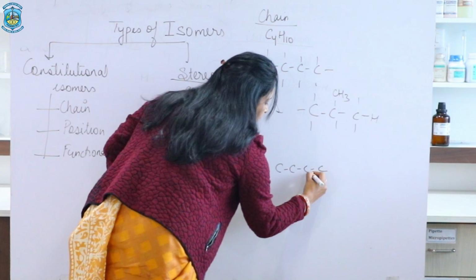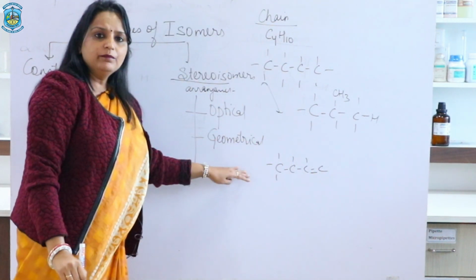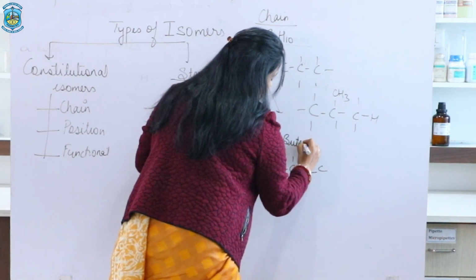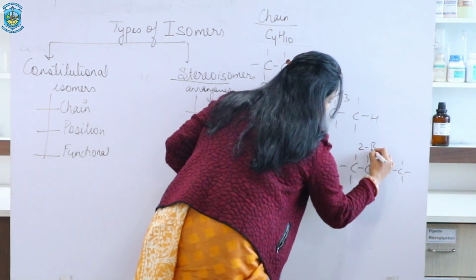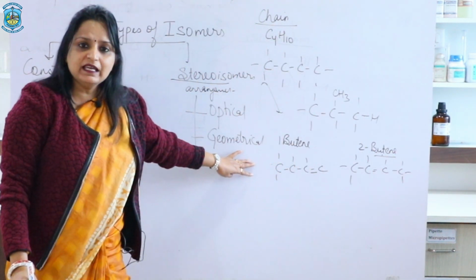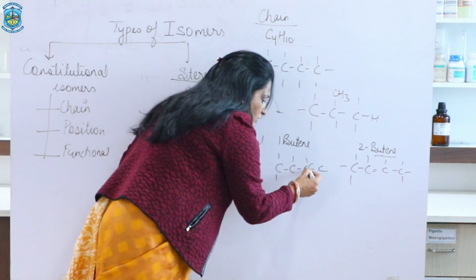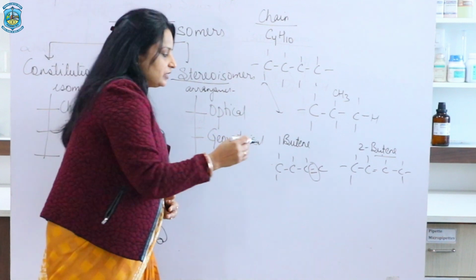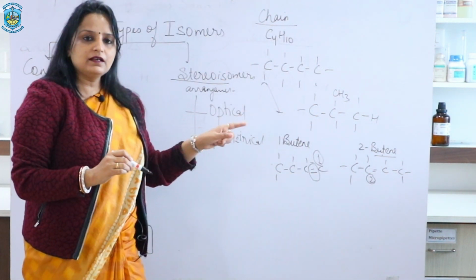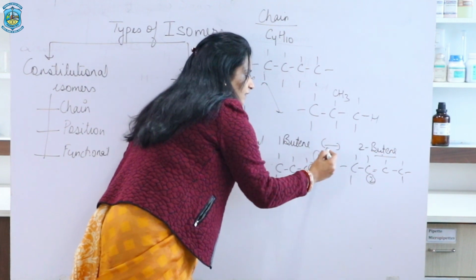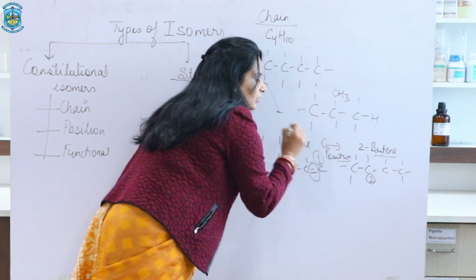Coming on to position isomerism, as the name suggests, the position of the functional group is different in the two structures. For example, I consider 1-butene and 2-butene. Both have the same number of carbon and hydrogen, but as you see, the position of the double bond in the first structure is at the first carbon, however in the second compound it is at the second carbon. So the relation between these two is that they are positional isomers of each other.